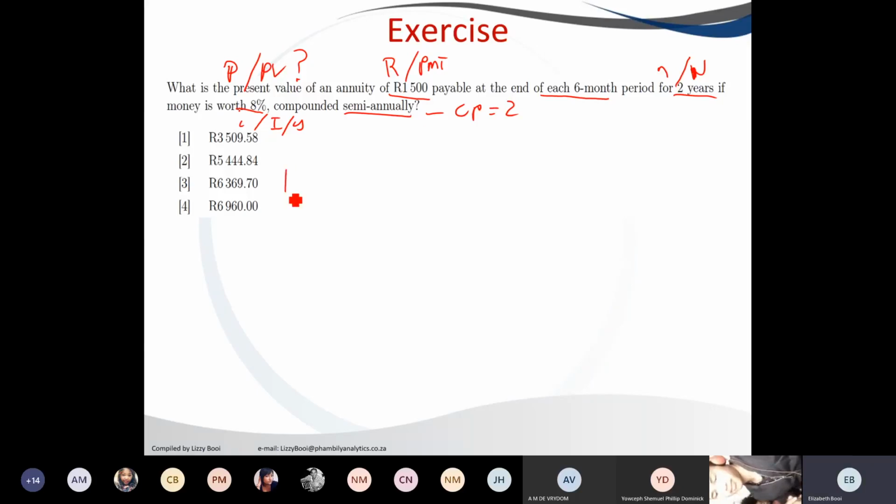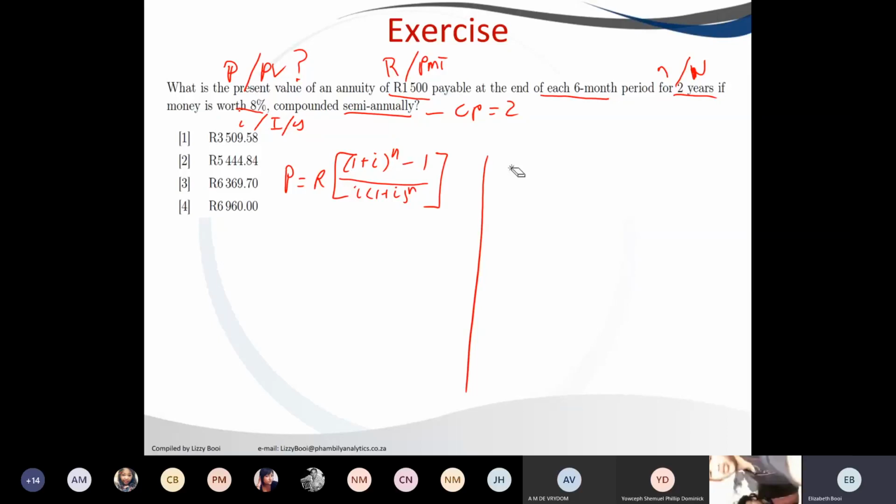Those who are calculating manually, you need to use the present value of an annuity formula, which is P equals R times (1 plus i to the power n minus 1) divided by (i times (1 plus i) to the power n), and solve for P.